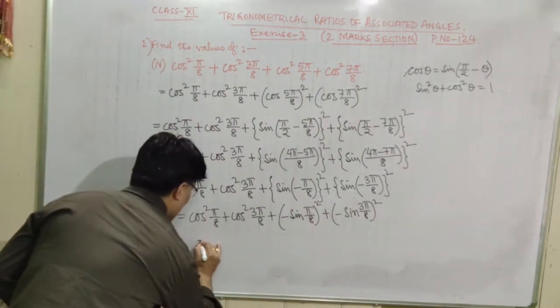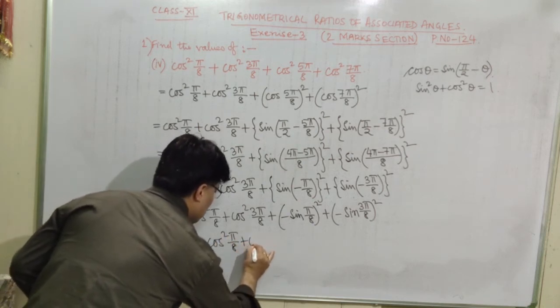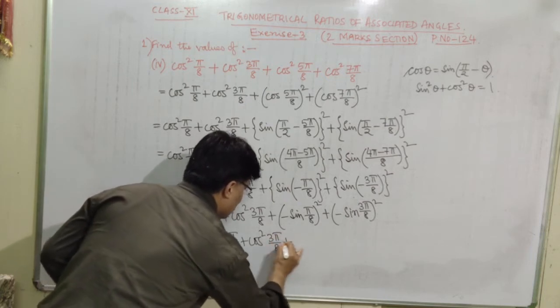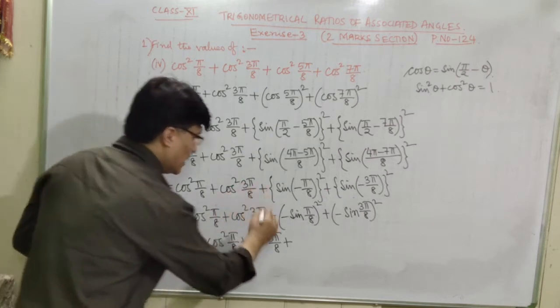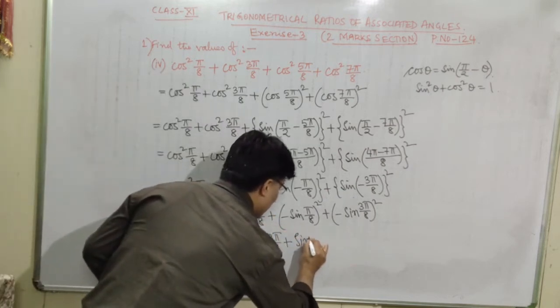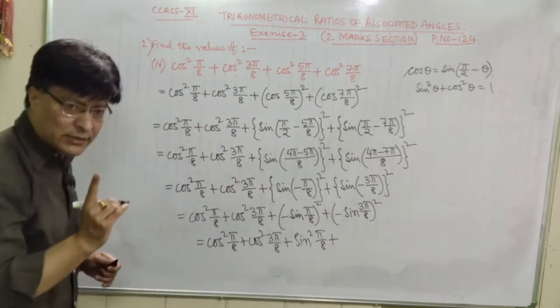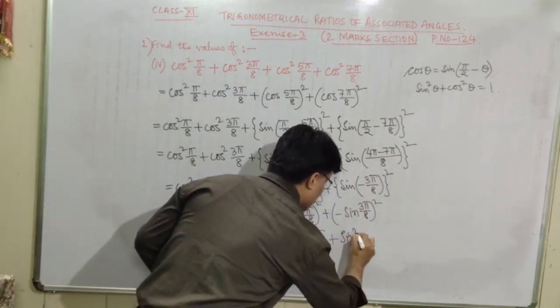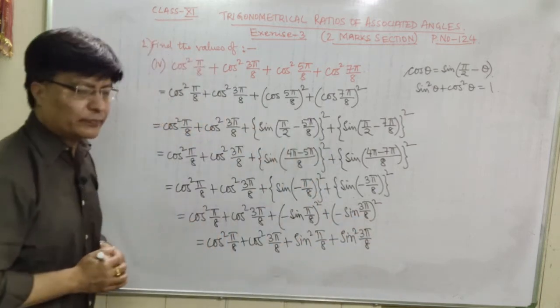Okay. So which is equal to, this is your cos square pi by 8 plus cos square 3 pi by 8 plus. Now you know that minus whole square is plus, and this is sine square pi by 8, plus again, what is minus whole square? It is plus. So it is sine square 3 pi by 8.